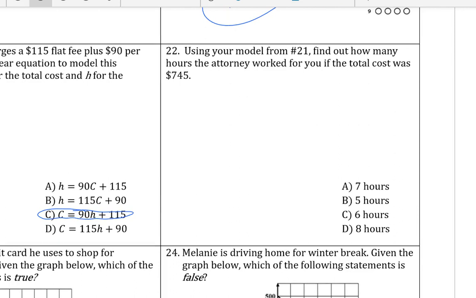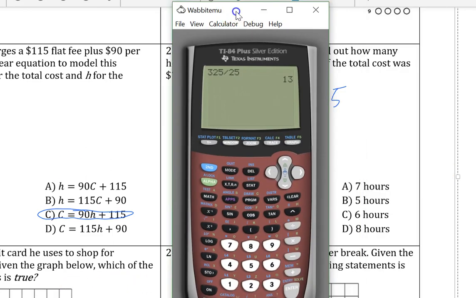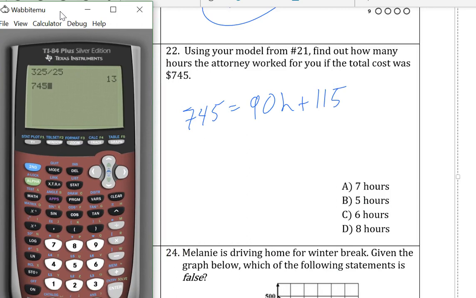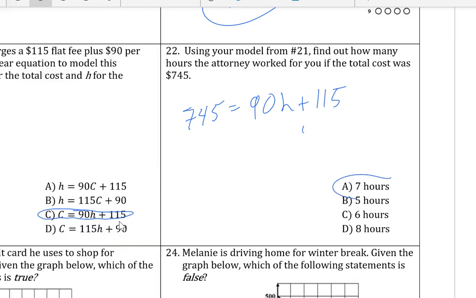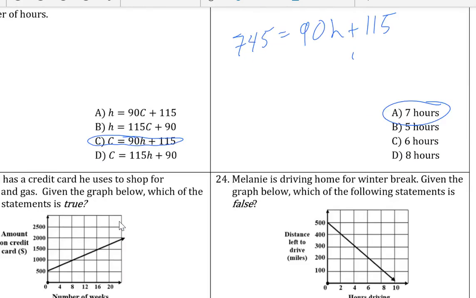Using this, we had a cost of 745. So we've got 745 is equal to 90H plus 115. For our calculator, let's take that 745 and subtract 115 first. Then we take that 630 and divide by 90. And we find out we're working for 7 hours.